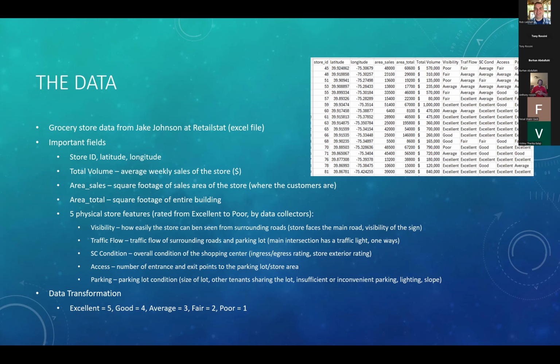SC condition, this is the overall condition of the shopping center. So the newer stores, they probably have a better rating just because their overall quality might be a little better than an older store. Access, this is the number of entrance and exit points to the parking area. And then we have our parking feature. So this has to do with the parking lot. How big is it? Are other stores sharing the same lot? How's the lighting? Is it sloped correctly? All those items go into that rating.